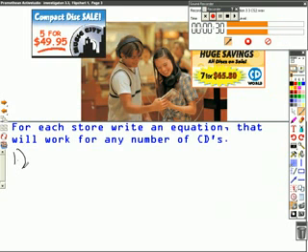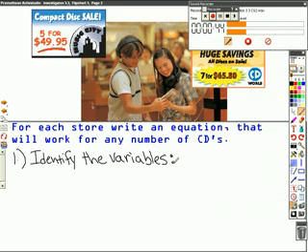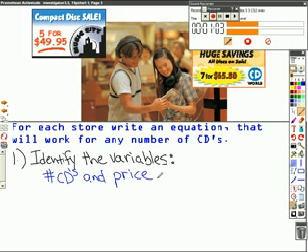So step number 1 is to identify the variables. All right, so for our problem, we have CDs, we have a number of CDs, and we have a price. So the two variables that we have to worry about are number of CDs and price.